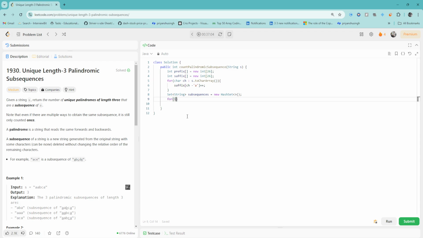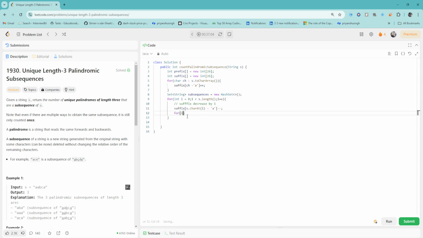After that, I would traverse the string. It would be from 0th index to n minus 1th index. And the first thing, if I am at a particular character, decrease the suffix by 1. Okay, suffix of that particular character. So char at I minus a would be decremented.